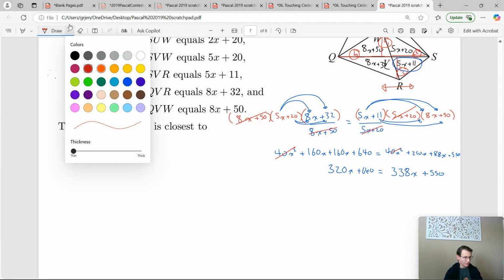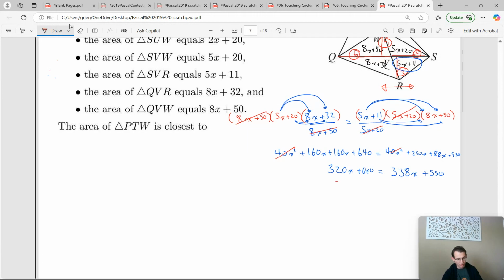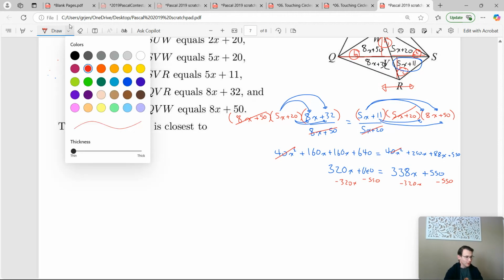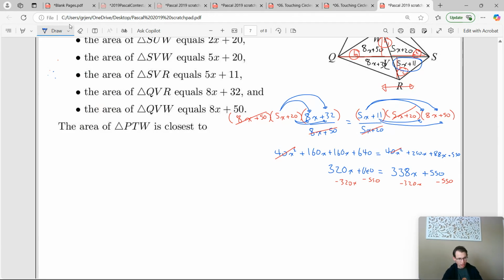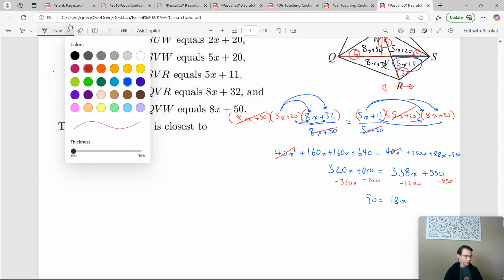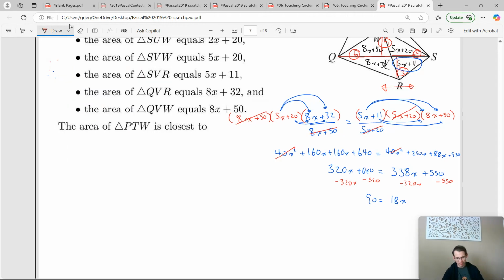We just now have to subtract 320x from both sides to get x's in one spot, and then subtract 550 to move the numbers to the other side. Then we have this beauty equation, 90 equals 18x. Finally. And you're like, okay, finally we've solved the problem? No, you wish. All we've done is solve for the value of x, which is 5.